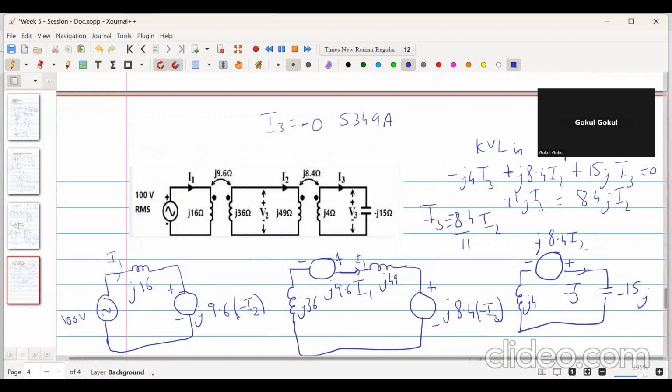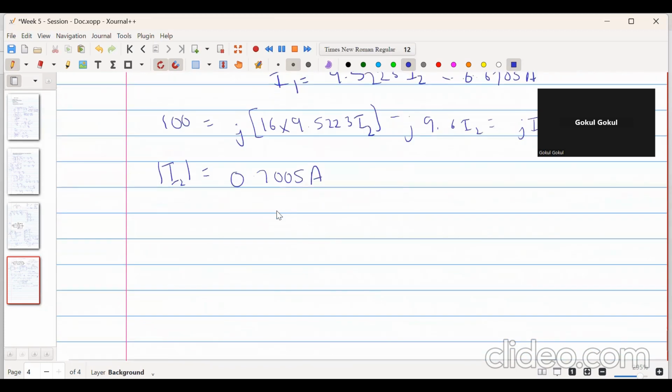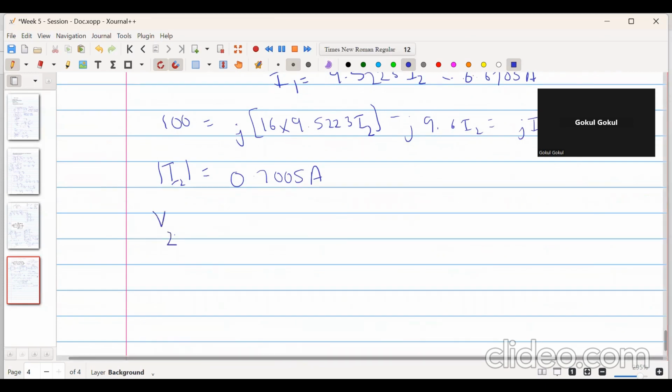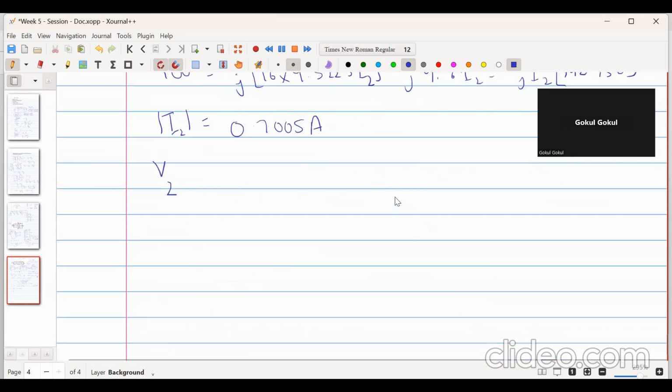All right. So now we want to find the voltage V2. This is the voltage V2. So voltage V2 is the drop across this j49 ohm inductance with I2 plus this drop over here. So we get V2 minus j49 I2, and this will be minus j8.4 into minus I3, so it becomes plus. So V2 minus j49 I2 plus j8.4 into I3 is equal to 0.